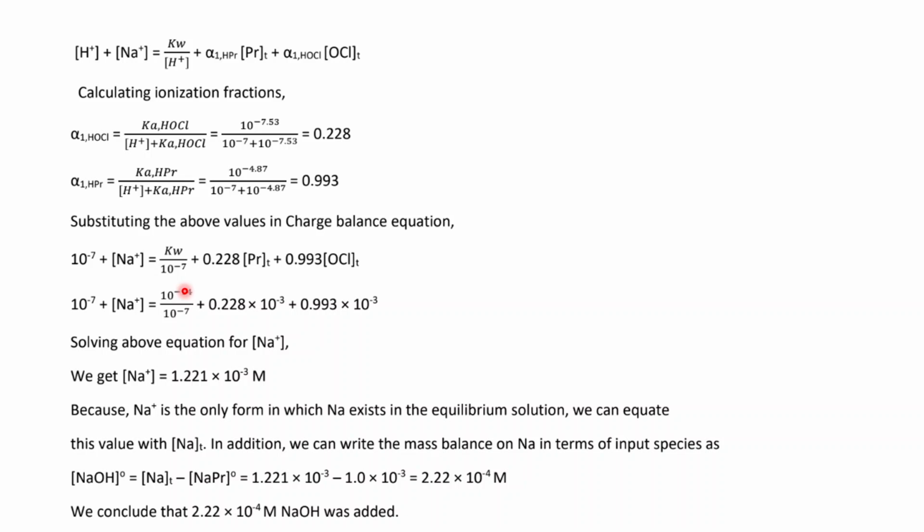Because Na positive is the only form in which Na exists in the equilibrium solution, we can equate this value to Na total. In addition, we can write the mass balance of Na in terms of input species as NaOH is equal to NaT minus NaPr. So this can also be written, and this is how we have solved this. So we conclude that 2.22 into 10 raised to power minus 4 molar NaOH was added.